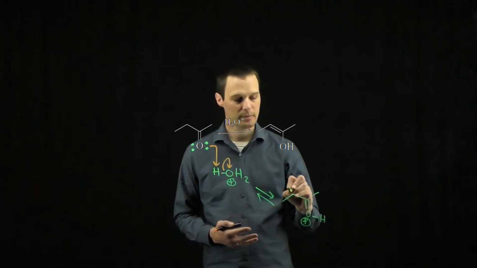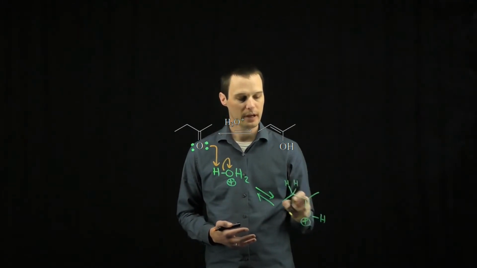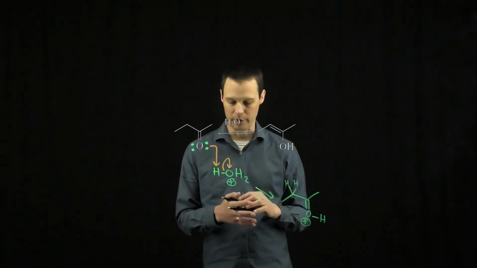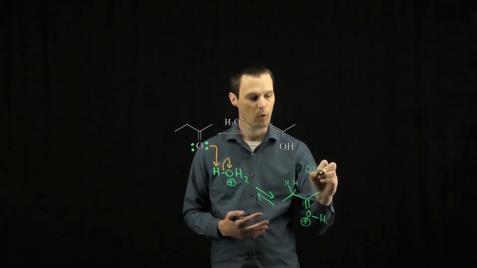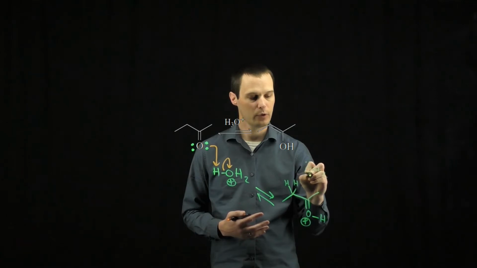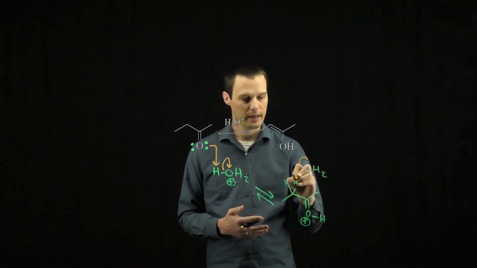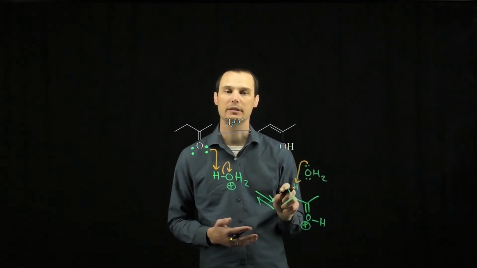We'll finish this mechanism out by removing one of the protons on the alpha carbon next to the carbonyl. We'll do that with water. One of the lone pairs on water can attack one of the hydrogens. That builds up too much electron density around hydrogen.